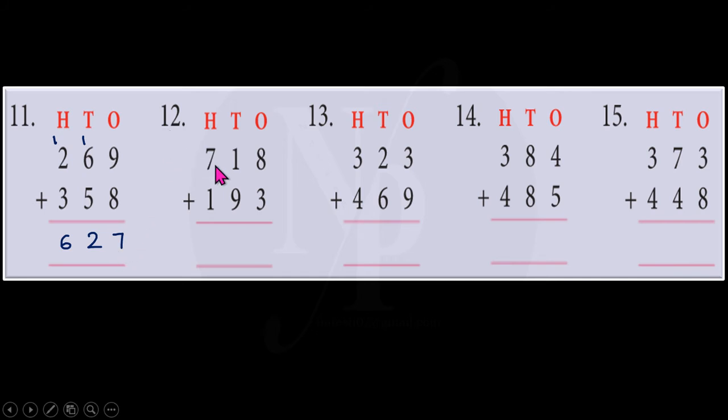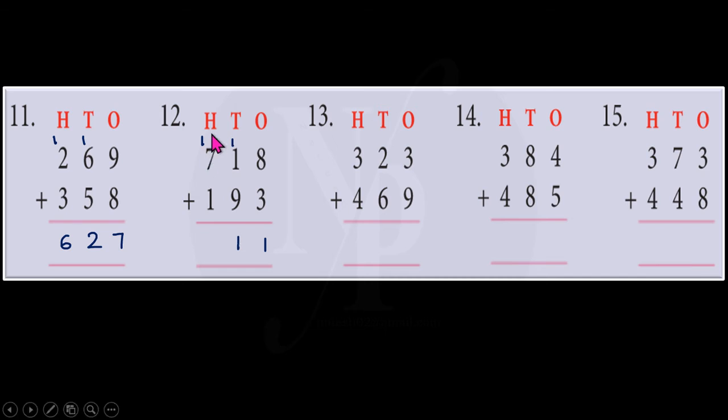Question number 12. 718 plus 193. We add 8 and 3. First, 8 plus 3 is 11 and 11 ones are regrouped as 1 ten and 1 one. Now we add the digits in tens column. I begin from bottom. It will be convenient for addition. 9 plus 1 is 10. 10 plus 1 is 11. 11 tens are regrouped as 100 and 1 ten.